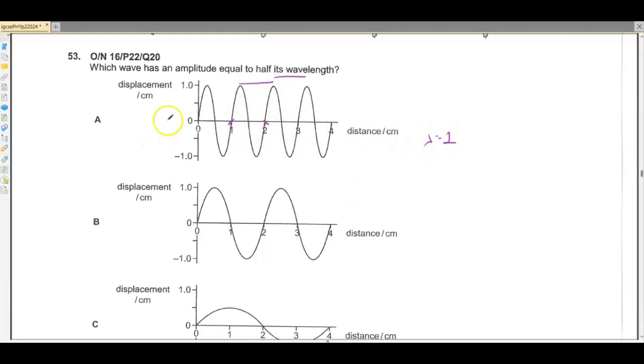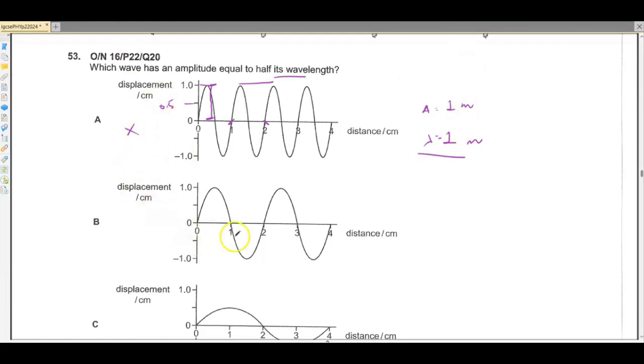तो अब we have to find a wave that has an amplitude equal to half of its wavelength. So if this is 1, the amplitude should have been 0.5. So over here the amplitude is 1. Amplitude basically is the maximum displacement of the particle from its mean position. So इस wave का wavelength 1 है और जो amplitude है वो भी 1 है. Both are measured in meters. So this is not a correct option.